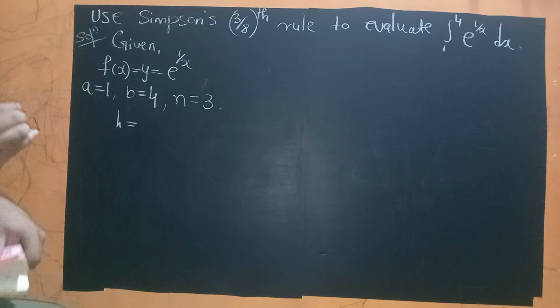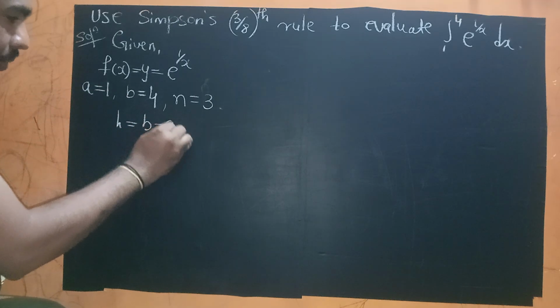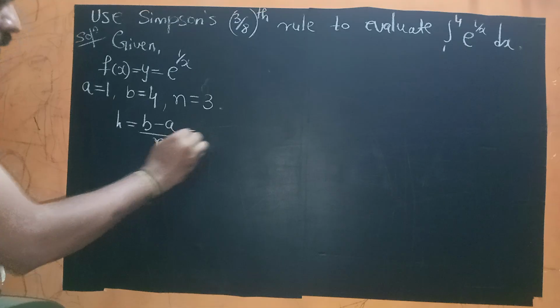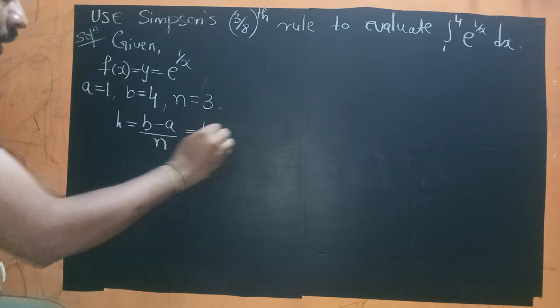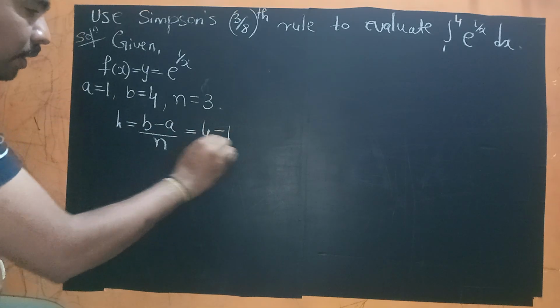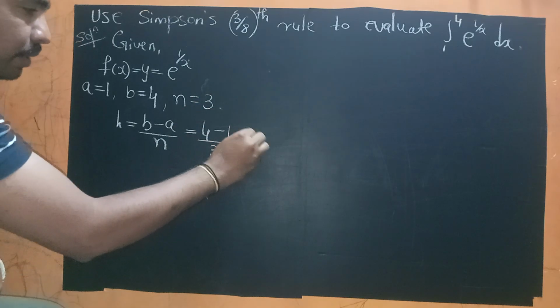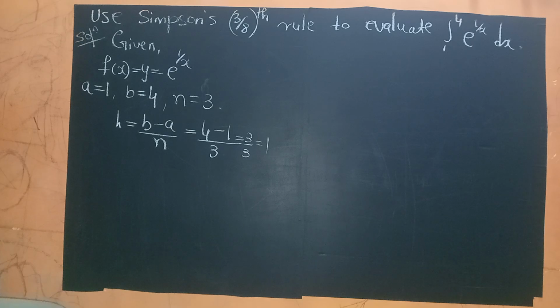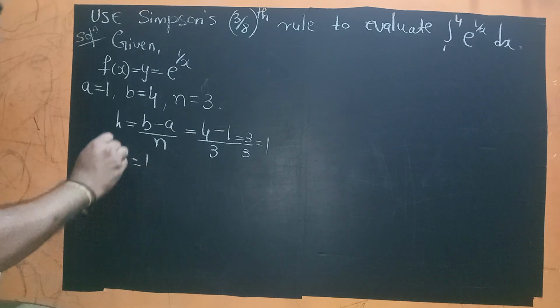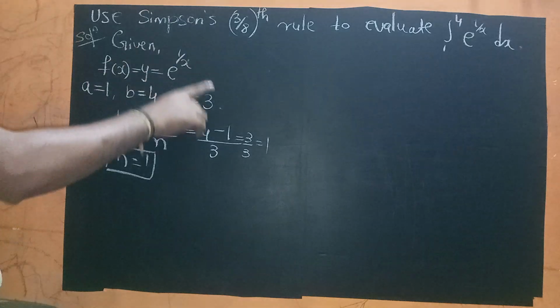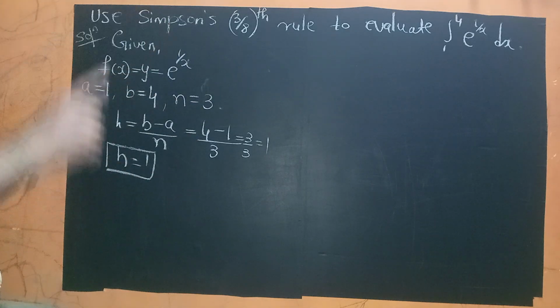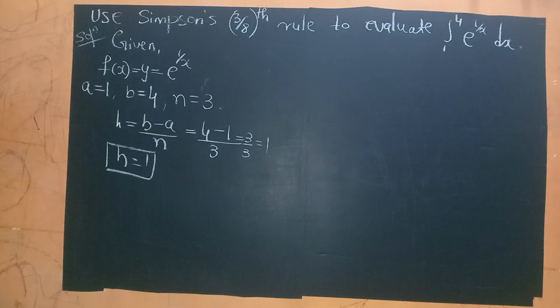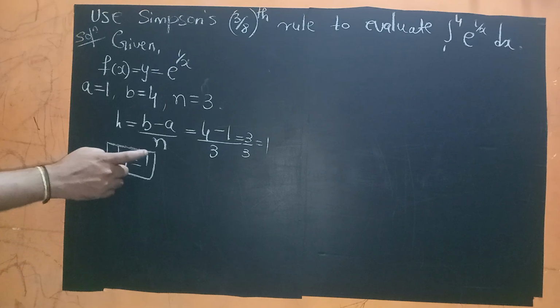So we divide the interval 1 to 4 into 3 equal parts by taking step size h. I already told how to find h, that is b minus a by n. Here b is 4, a is 1, and n is 3. So it is 3 by 3, which is 1. Therefore h value is 1. Now these are all prerequisites to go with Simpson's 3 by 8 rule. We divide 1 to 4 into 3 equal parts by taking step size as 1.